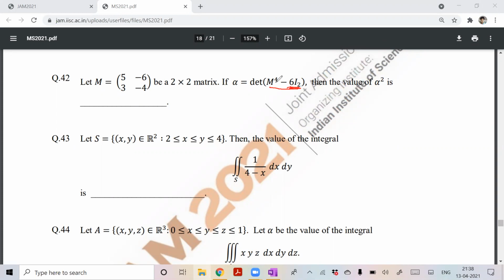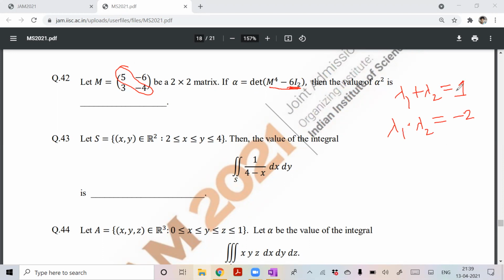So first of all, let us find the eigenvalues of M. I will apply the same rule. M will have 2 eigenvalues, suppose lambda 1 and lambda 2. The sum of eigenvalues is equal to the trace. Trace is the sum of diagonal elements, that is 5 minus 4, which is 1. And the product of eigenvalues, lambda 1 into lambda 2, is going to be the determinant. So the determinant of M will be 5 into minus 4 minus 3 into minus 6. So minus 20 plus 18 is going to be minus 2.